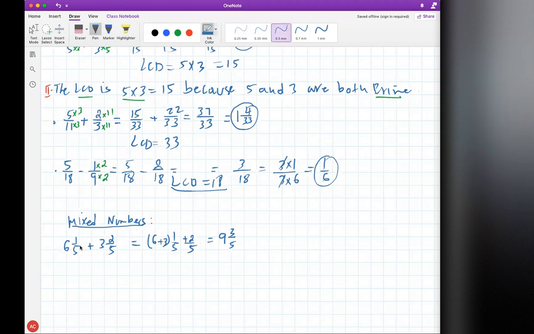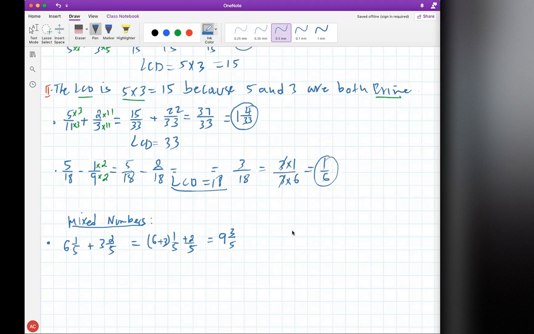So this was easy, just add the wholes together. If you have the same denominator, add the two fractions together. If you don't have the same denominator, you need to find a common one. I'm going to show an example of that later. But before that, let me give you another example.